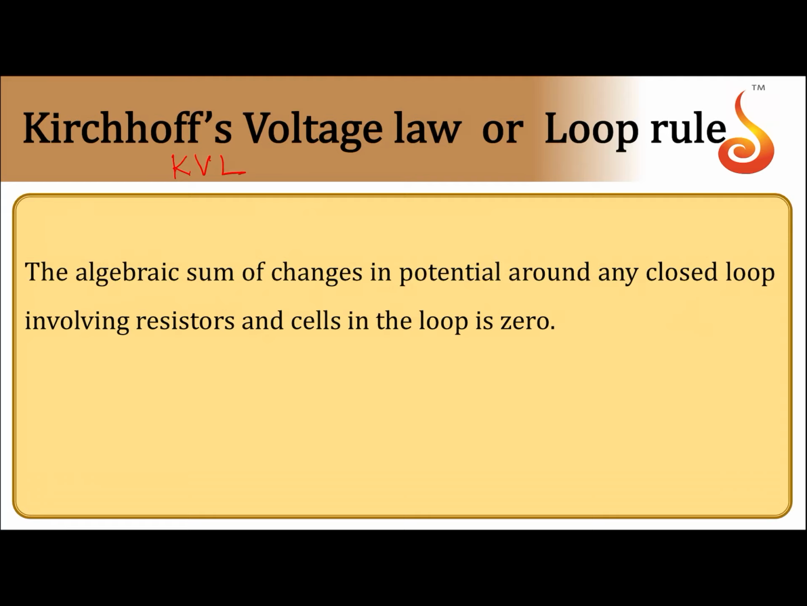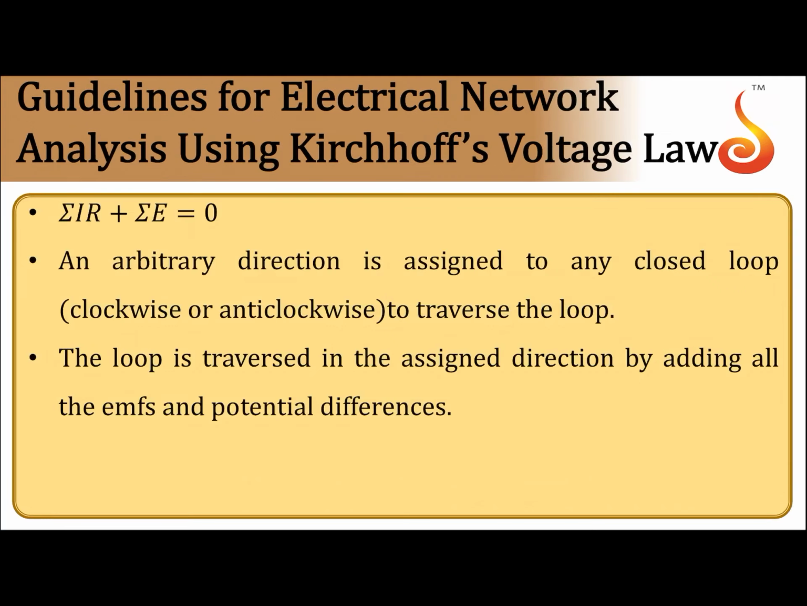See, potential difference across a resistor is the product of current and resistance, and across a cell it is the EMF. So, if you consider the algebraic sum of all such potential differences over a closed loop, that will be equal to 0. What it says is summation IR, the potential difference across resistances, and summation E, the sum of potential differences across cells, should be equal to 0 over a complete loop.